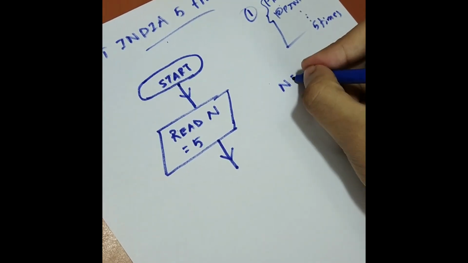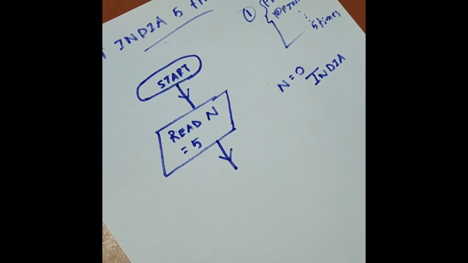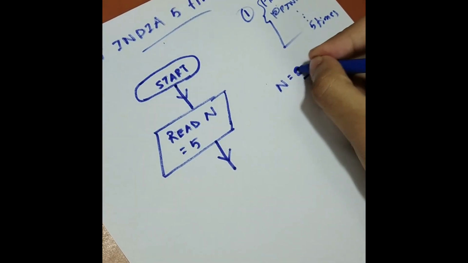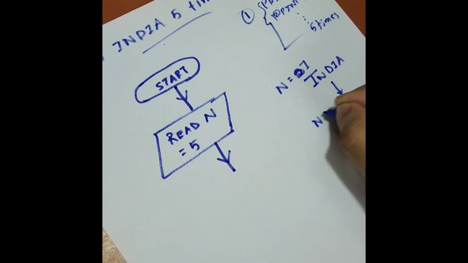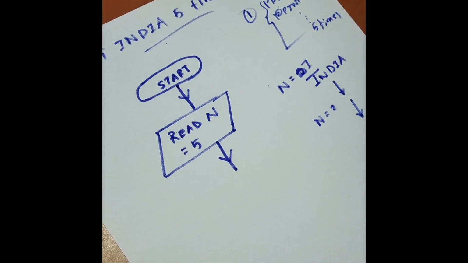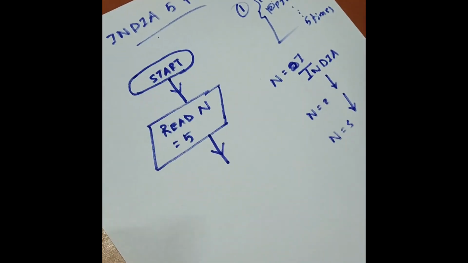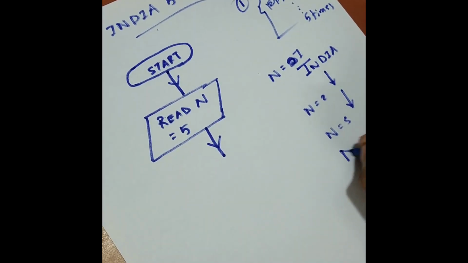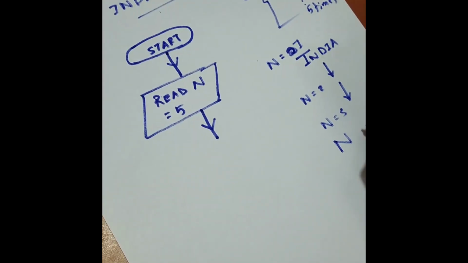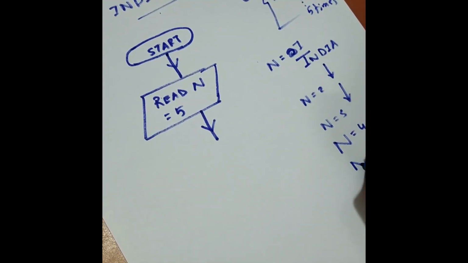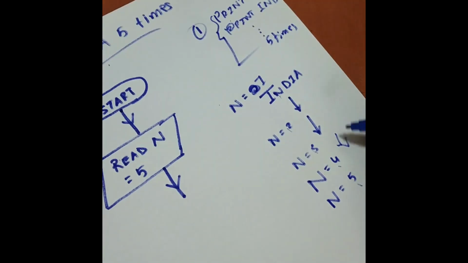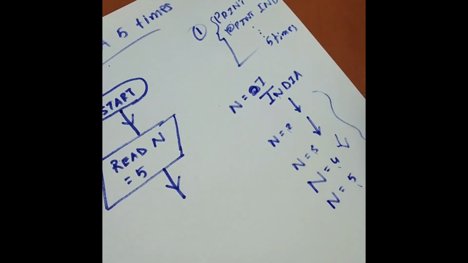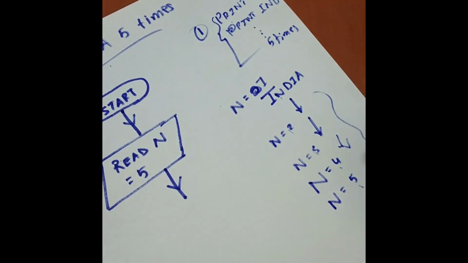N equals 1, again India. N equals 2, again India. N equals 3, again India. N equals 4, again India. N equals 5, again India. 1, 2, 3, 4, 5, so 5 times India is printed. So what's all this about?